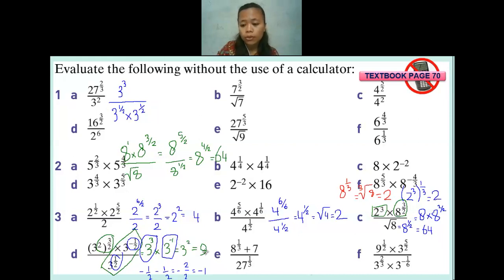Oh, teacher. Okay. After that, we can simplify the multiplication. We add the powers. 3 plus negative 1 will be 2. So 3 to the power of 2 will be equal to 9.